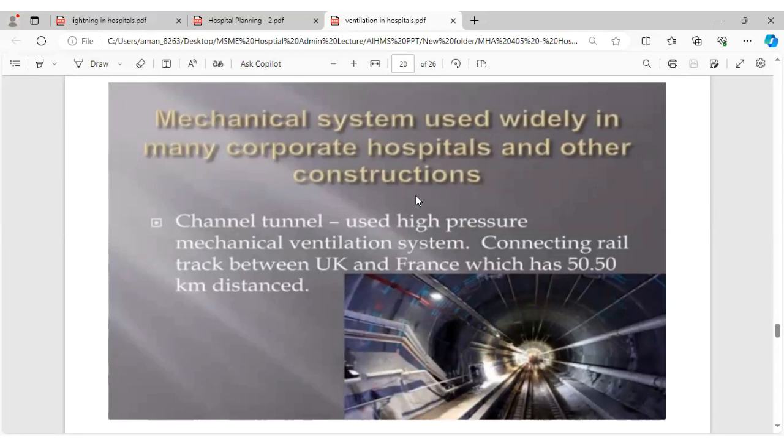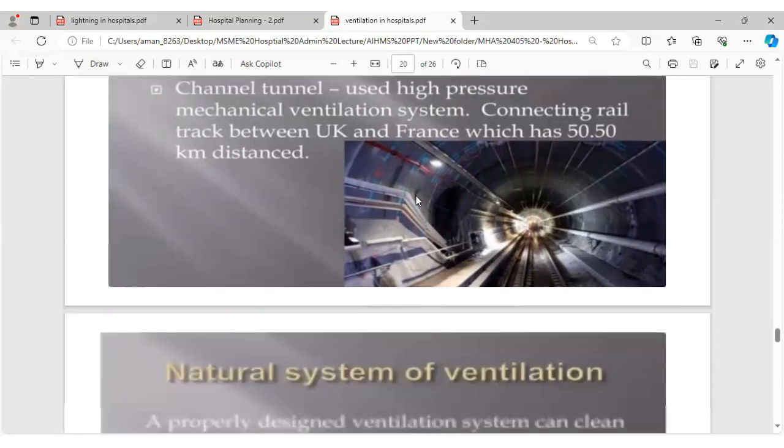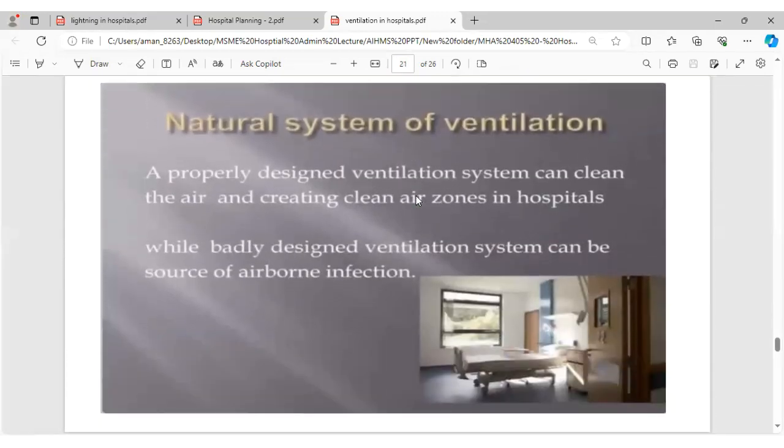The Channel Tunnel used a high pressure mechanical ventilation system, connecting the rail track between the UK and France, which has a 50 kilometer distance. Natural system of ventilation: a properly designed ventilation system can clean the air, creating air zones in the hospital, while a badly designed ventilation system can be a source of airborne infections.